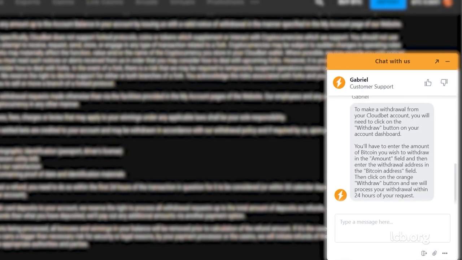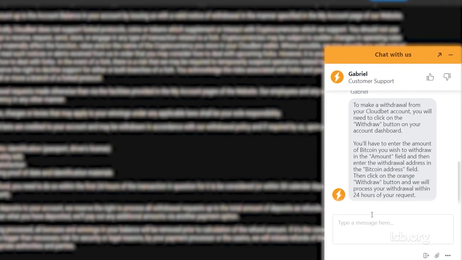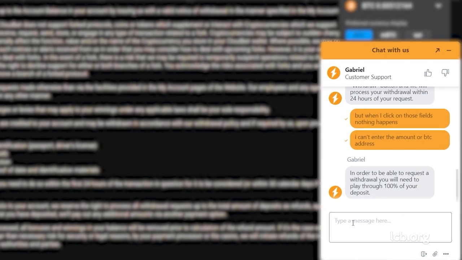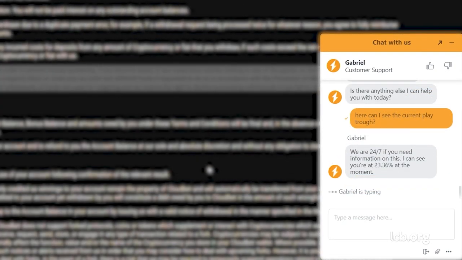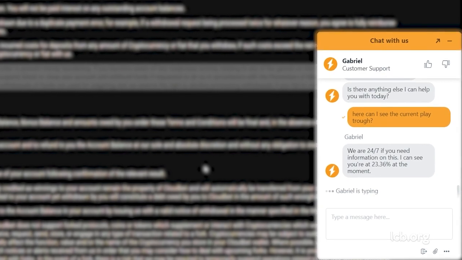According to the agent, to make a withdrawal, the tester has to click on the withdraw button, enter the desired amount of Bitcoin and the email address. The request is usually processed within 24 hours. Also, to be able to cash out, a player needs to play through 100% of the deposit. When asking where to keep track of the playthrough progress, the agent said the support team is available 24/7 to provide an answer on this.